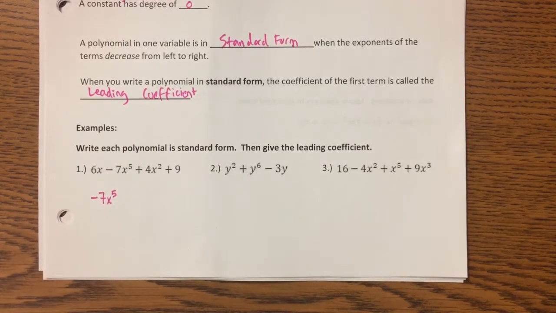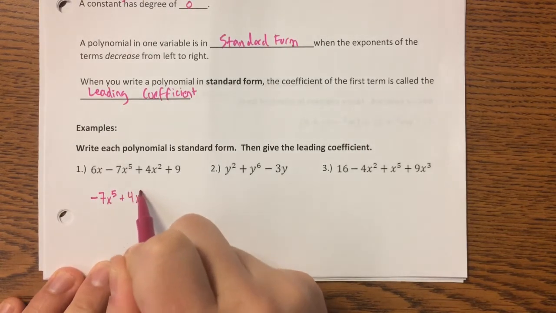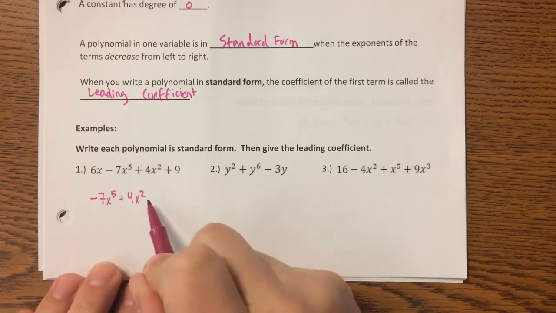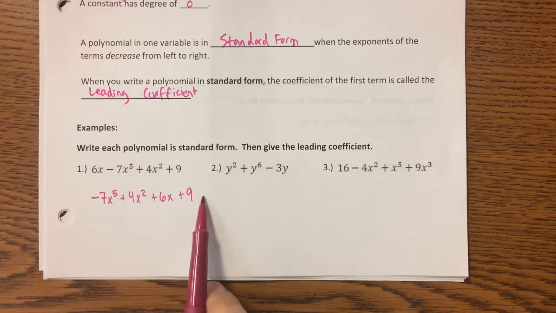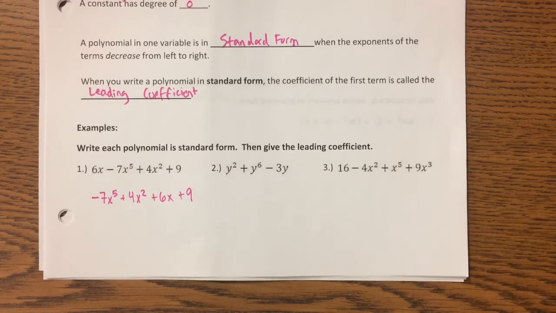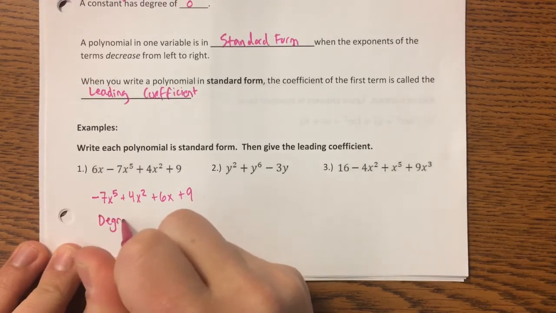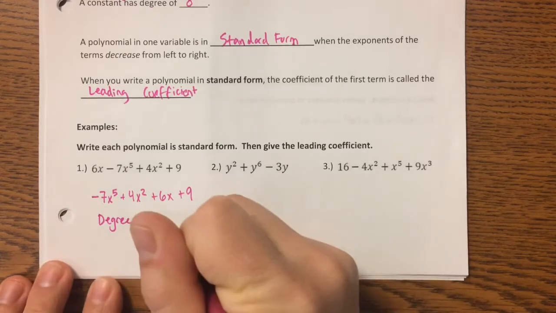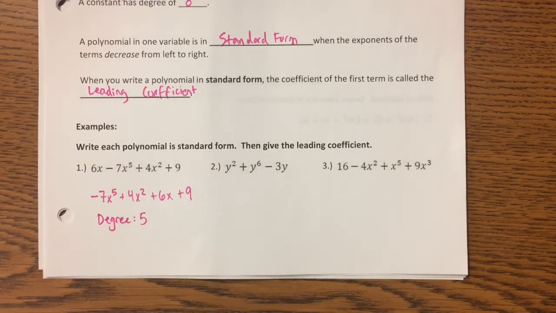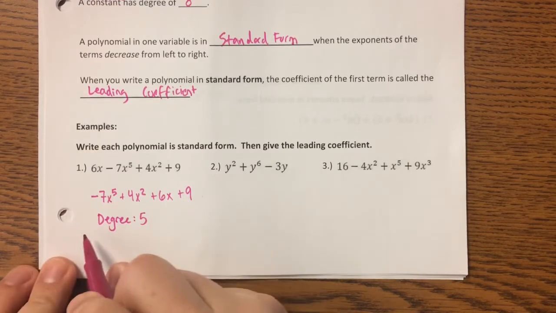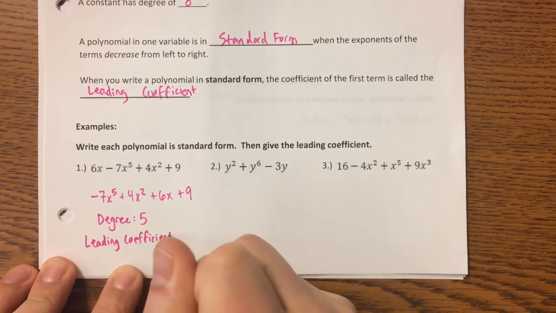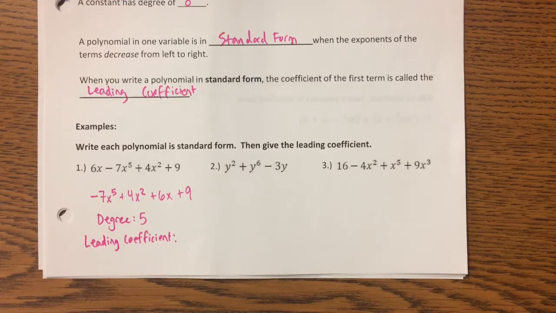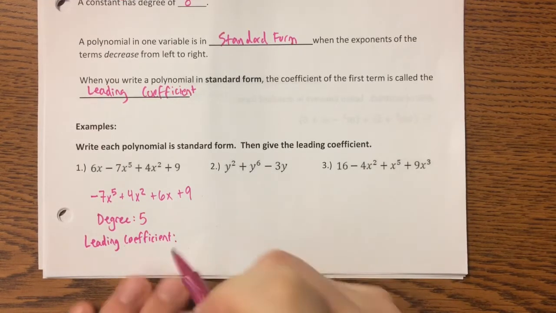What would be the next term? 4x squared plus 6x plus 9. So notice 5, 2, 1, 0. If the degree of the polynomial is whatever the largest exponent is, what's the degree of this polynomial? It's a fifth degree polynomial. What is the leading coefficient? In other words, what's the coefficient of the leading term? Negative 7. Good.